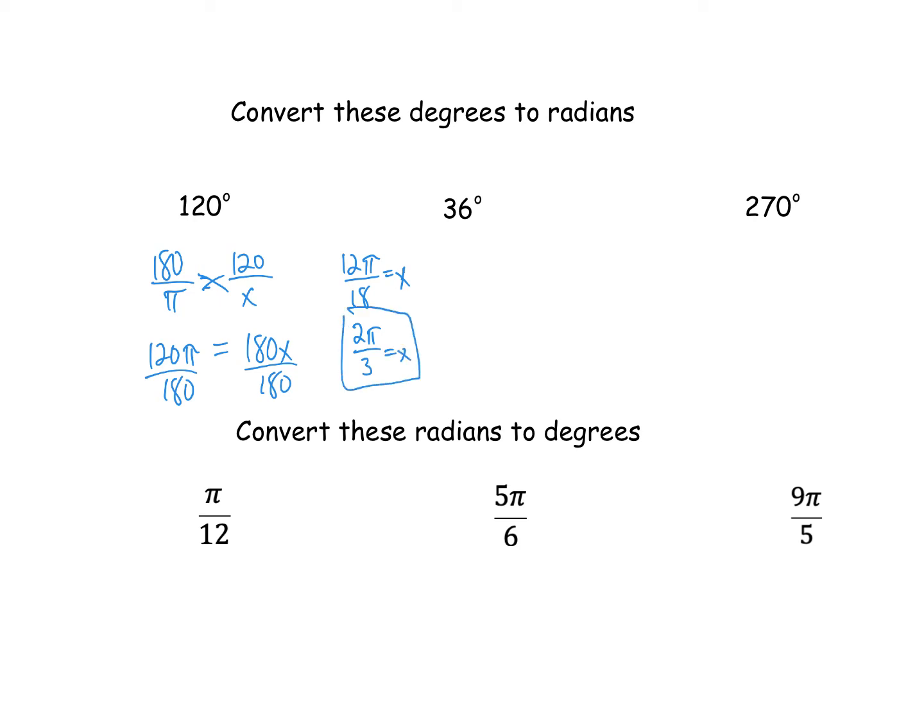And there you have it. That's all you have to do. So you set up a ratio, you cross multiply, and then you reduce the fraction. There are ways to reduce fractions on calculators. If you need help with that, I would encourage you to either Google it or ask your teacher.